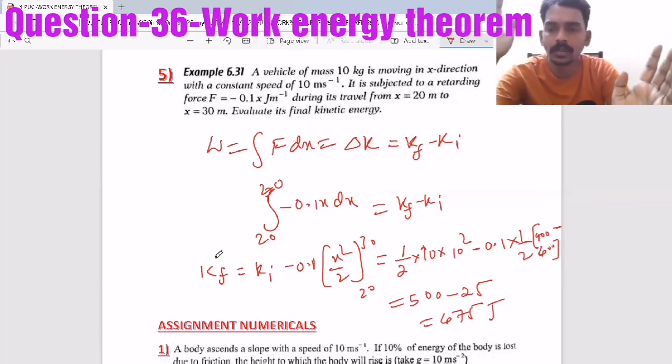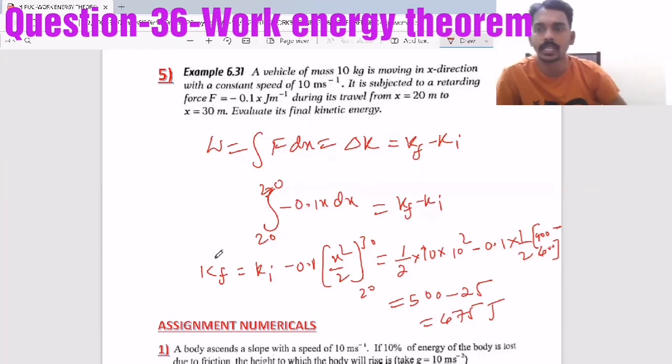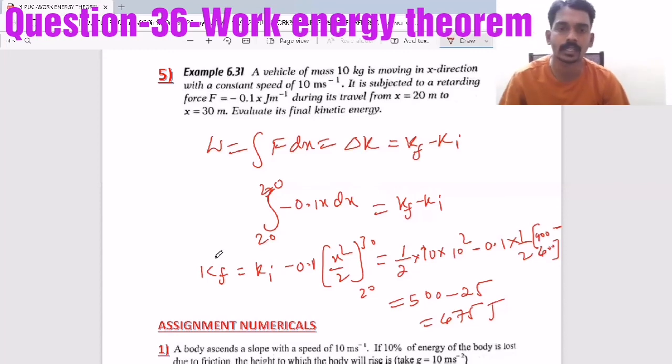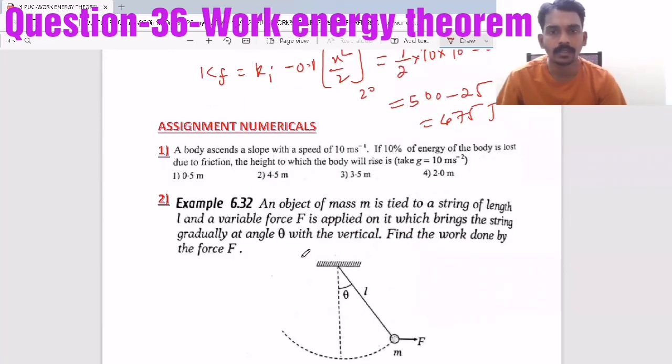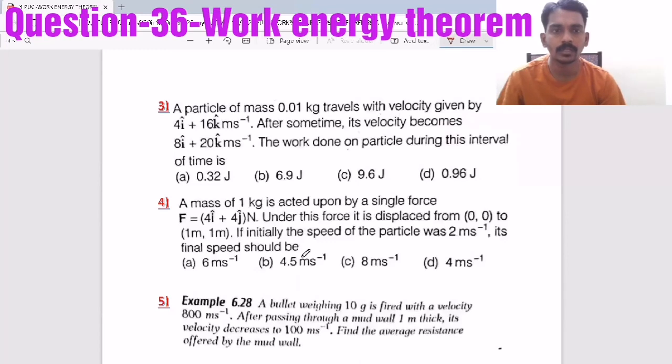So this way, everywhere, if you know how to find work done by a force, then you have to find the work done by all the forces and equate it to the change in kinetic energy, nothing but final kinetic energy minus initial kinetic energy. Based on that simple equation, they will usually ask the question. So please try to understand the question, represent the number of forces, and find the work done by each force. Based on the same thing, I have given a few assignment questions.